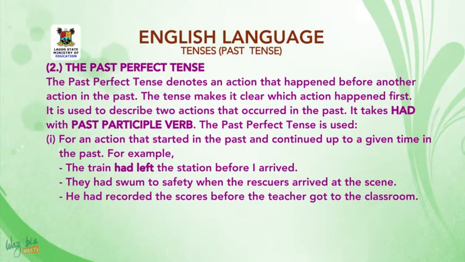These are the various uses of the past perfect tense. Don't forget, I said the past perfect tense will take the verb had with past participle verb, and it has various uses which I've been able to explain. I'm going to pause here, and when I come back for the last part of this lesson, I'm going to teach you the other two types of the past tense.